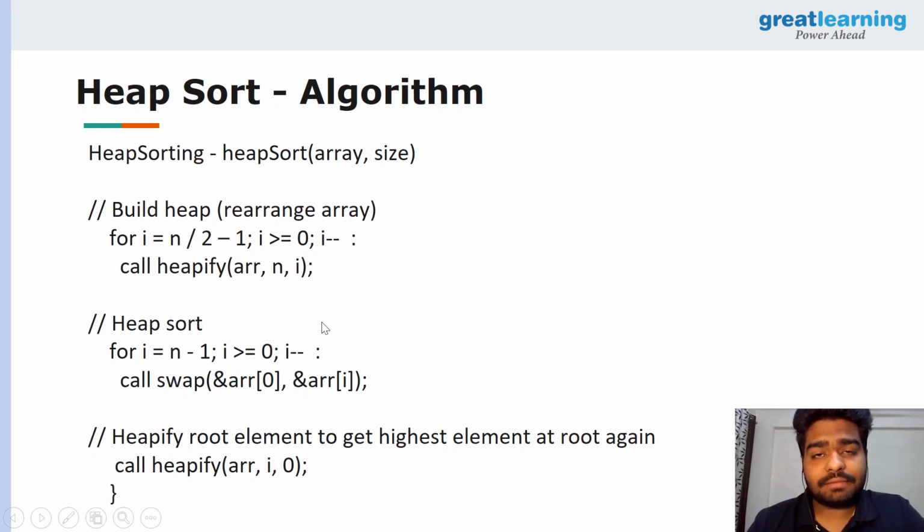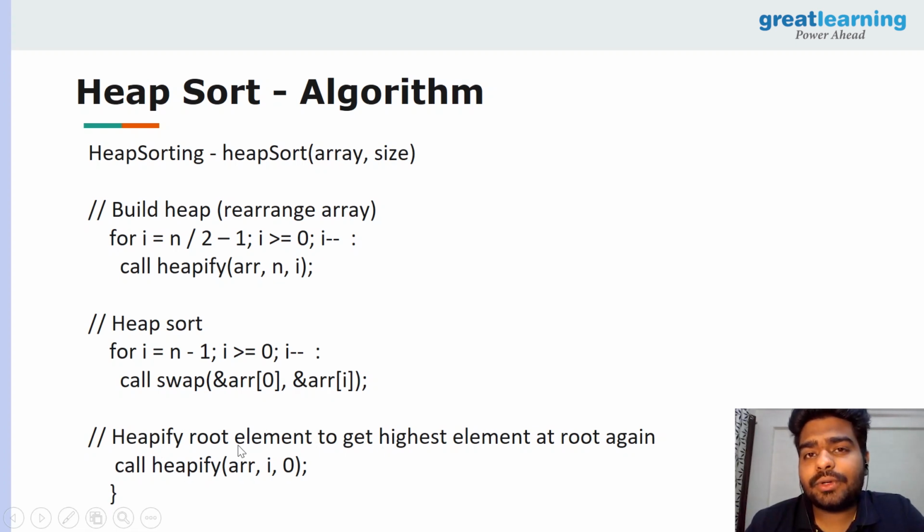Okay, so let's see what all things we have seen here. We have seen this for loop, which is calling the heapify method. Inside the heapify method, what are we doing? We are writing an algorithm to find the left child and the right child of our parent node. And in the next for loop, I am swapping the first node, which is the parent node, with the last node, and I'm removing that last node, right? And at the last, you can see why I'm calling heapify: heapify root element to get highest element at root again.